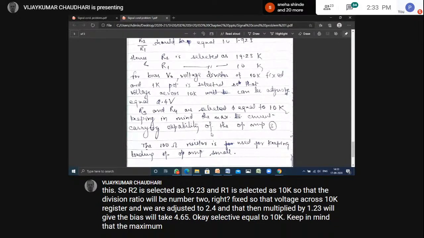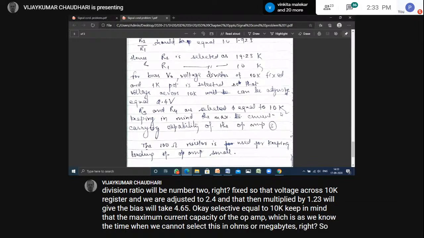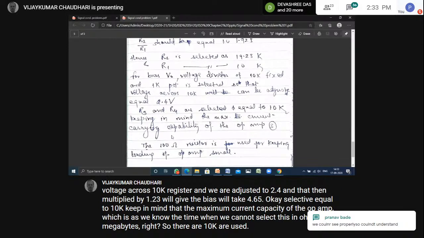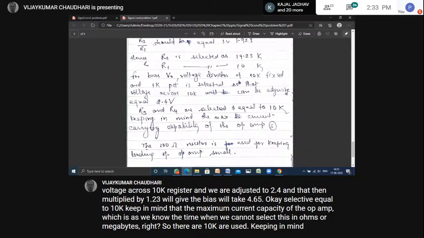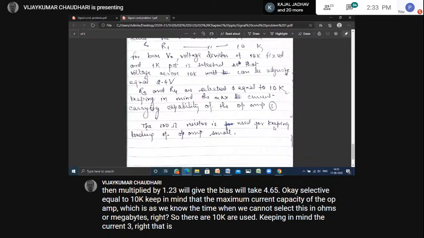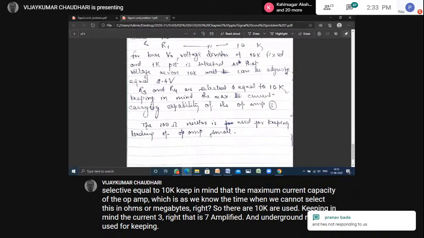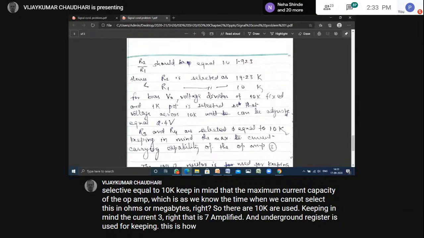which, as we have discussed many times, is 20 to 25 milliamperes. So we cannot select this in ohms or mega ohms, right? So 10K is used, keeping in mind the maximum current carrying capability of op amp 3, right? That is the summing amplifier. And the 100 ohm resistor is used for keeping the loading effect of the op amp small. So this is how. What was the question?